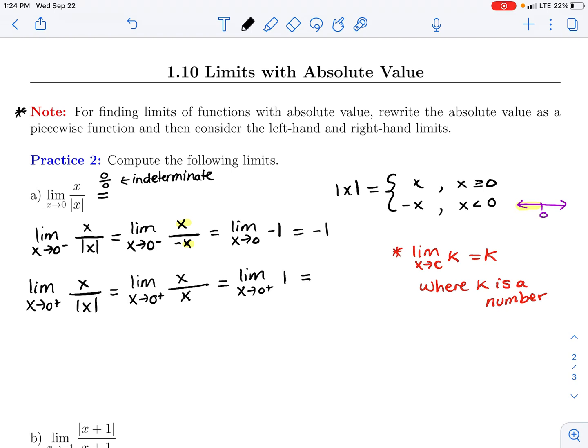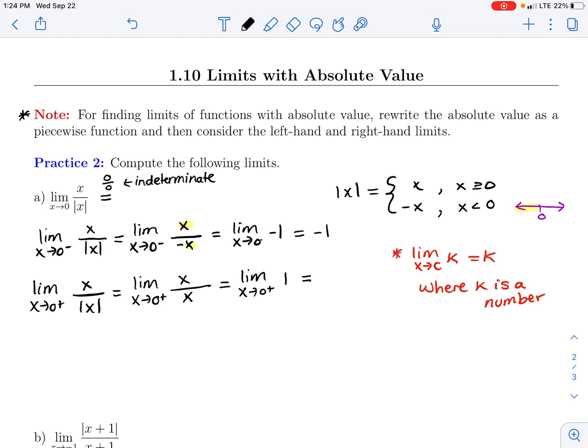And so based on my property here, oh, I forgot to write from the left on that top piece, but same idea, this is just 1. Okay, so now ask yourselves, does the left-hand limit match the right-hand limit? No, it does not. So the limit does not exist.